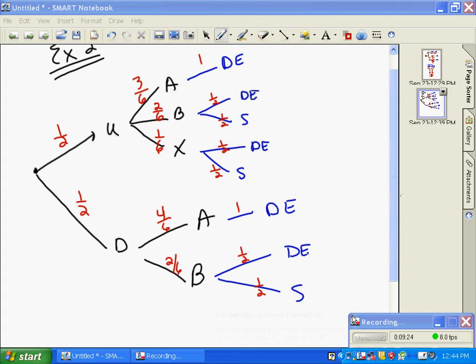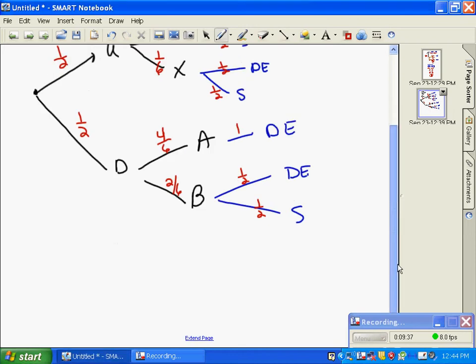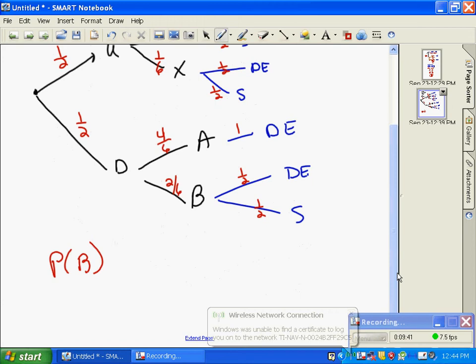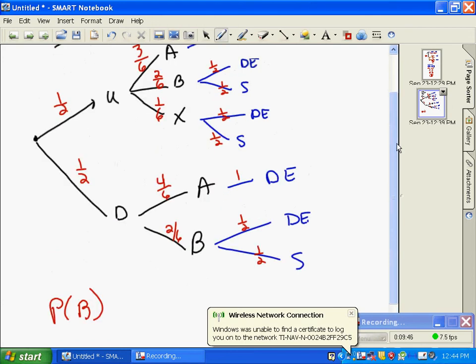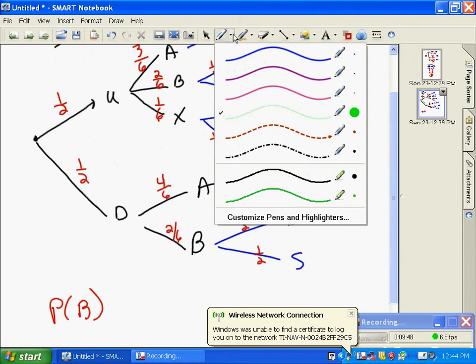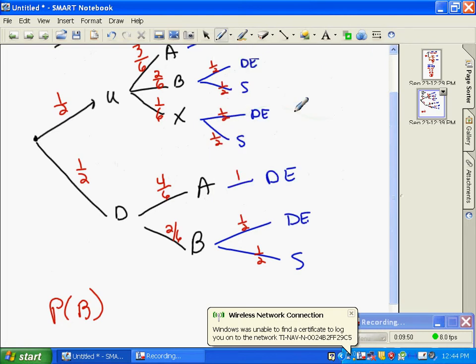Find the probability they see movie B, the probability they eat at a sushi bar, and the probability that they see movie B and eat at a sushi bar. Okay, so if I look at this, this is what they're asking me to find. The probability that we go to movie B. Well, I'm going to use my highlighter again since I can't point, since I'm not there. To go to movie B, that would just be this branch and this branch, plus this branch times that branch.